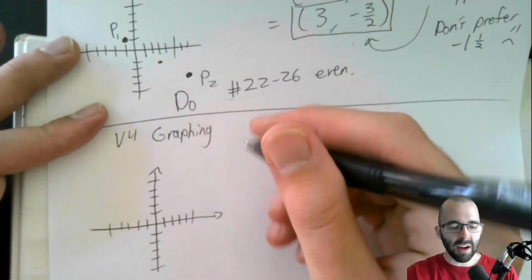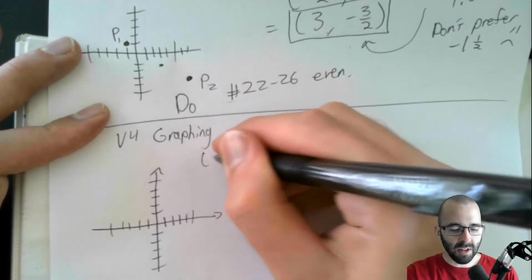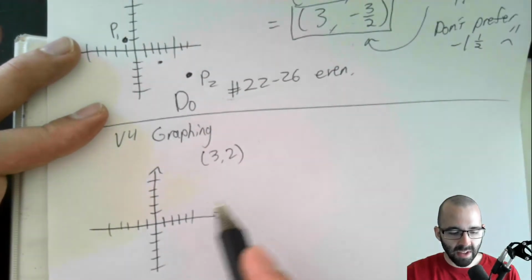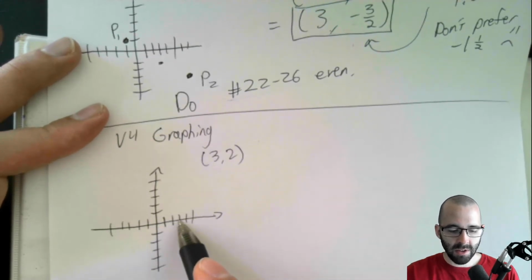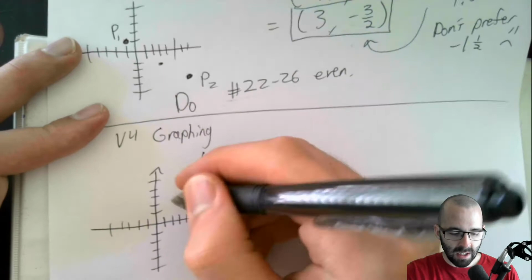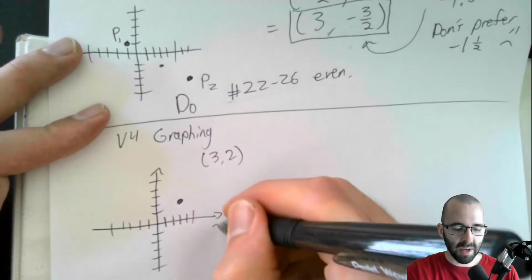In general, to graph a point, you just find the x coordinate and the y coordinate. So (3, 2): 3 is going to be x, 1, 2, 3. 2 is going to be y, 1, 2. And you have your point. Okay, so those are the basics of graphing.